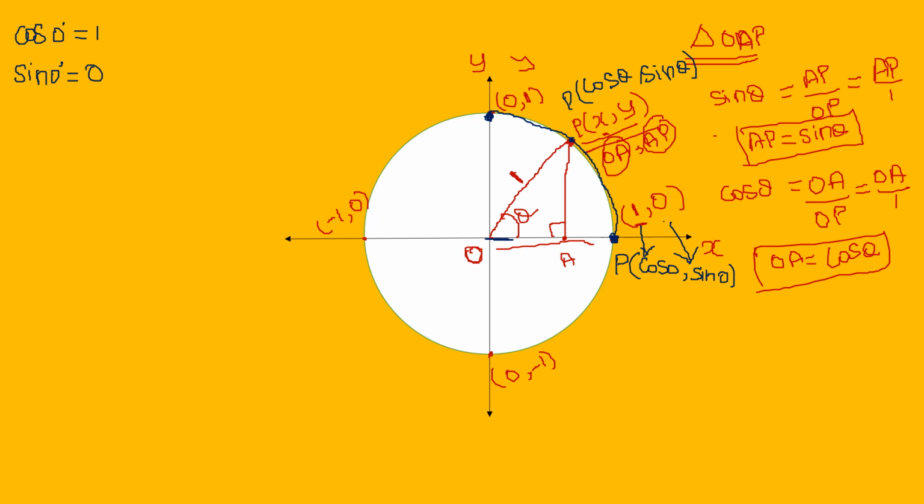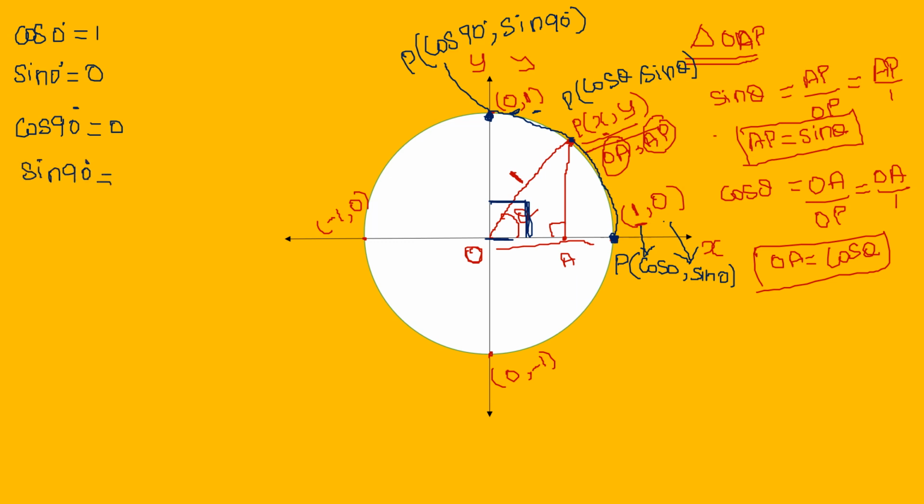Okay, so what angle is it making with the horizontal axis? It's 90 degrees. So how can I define this point? P of cos 90 degree comma sine 90 degree, and we know already the values over here, right? So what is the value? Cos 90 degree is equal to 0 and sine 90 degree is equal to 1.